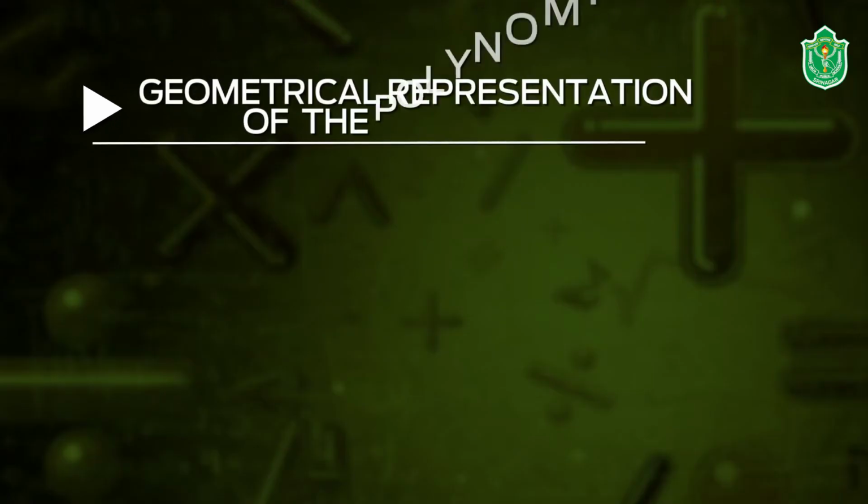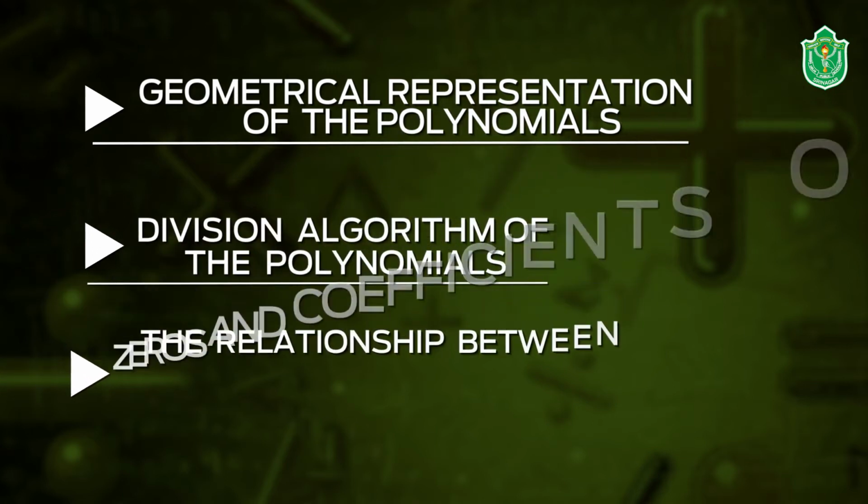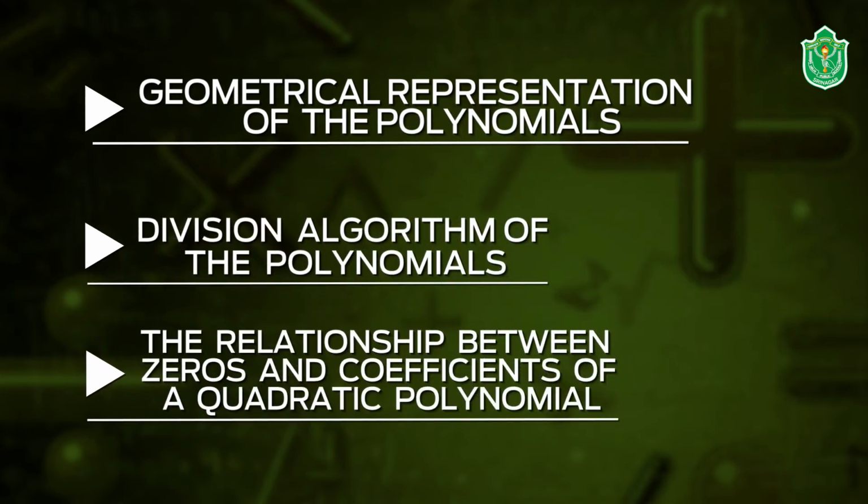We will discuss first the geometrical representation of polynomials. We will represent the division algorithm of polynomials, and we will discuss the relationship between zeros and coefficients of a quadratic polynomial. Also, in class 10th, we will define the relationship between zeros and coefficients of a polynomial in terms of a cubic polynomial. So let us begin with polynomials, the definition of polynomials.